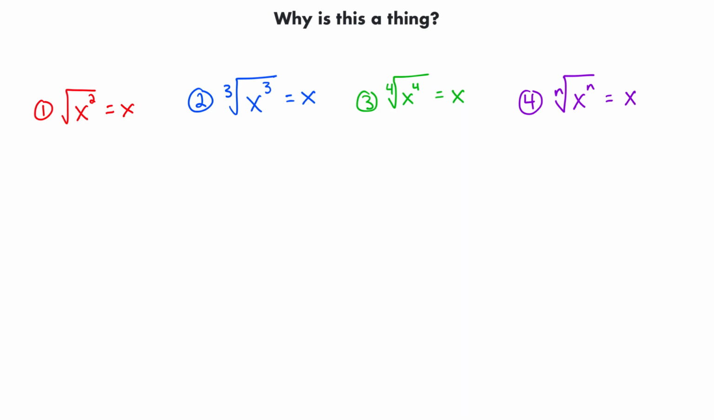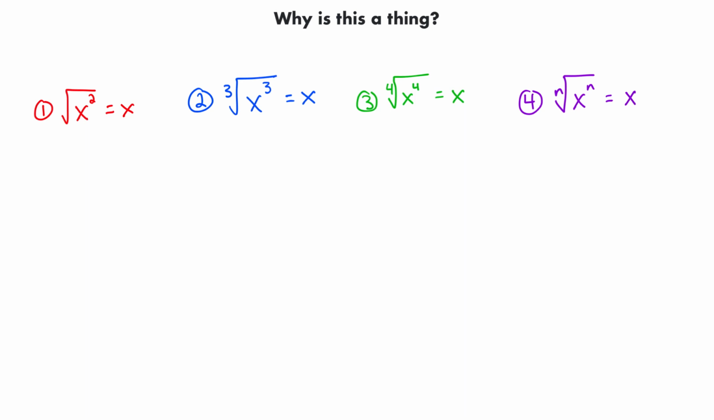So I'm going to say, why do square roots and squares eliminate? Why do cube roots and cubes eliminate? Why do fourth roots and fourths eliminate? Why do nth roots and n powers eliminate? Here is why. Radicals are exponents. They're powers. We just typically don't write them in their exponent form.